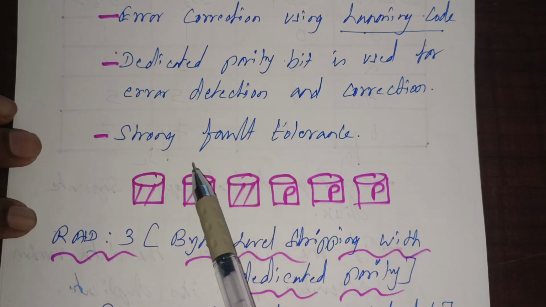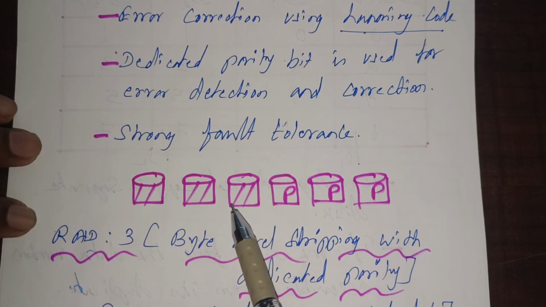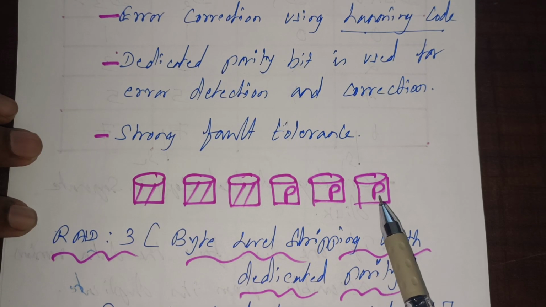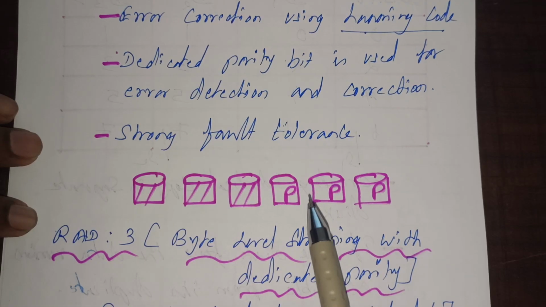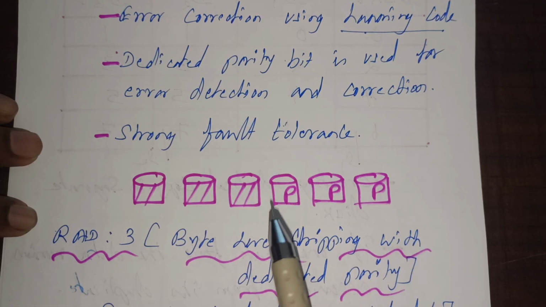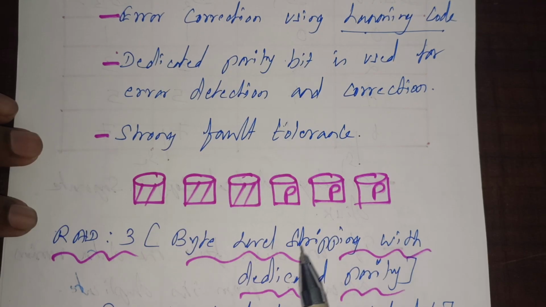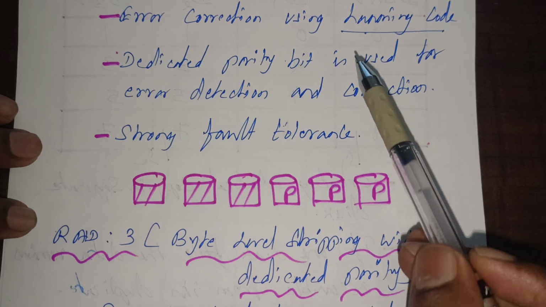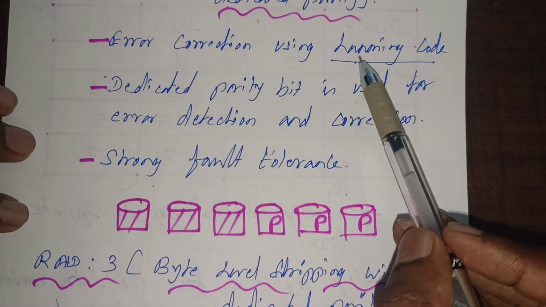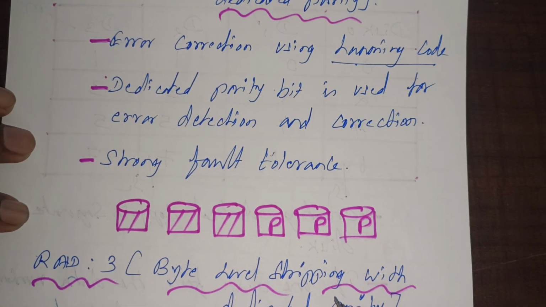So here the data is distributed across multiple drives and dedicated parity bits are used. The only purpose is to dedicatedly monitor and detect errors and correct them. Once the error is detected, the correction is done automatically. That is why we learned about this Hamming code mechanism. While it offers strong fault tolerance, this offers strong fault tolerance.